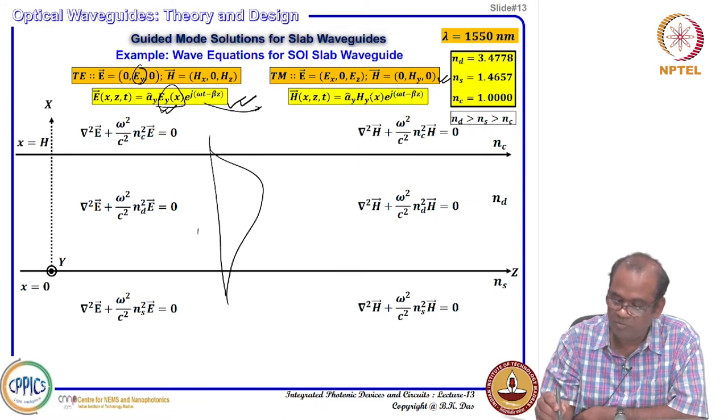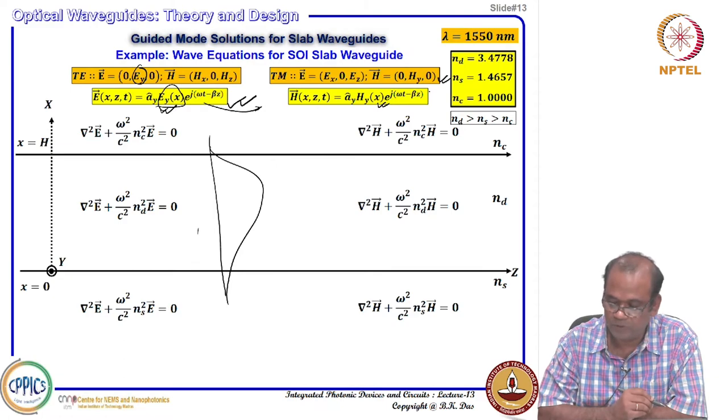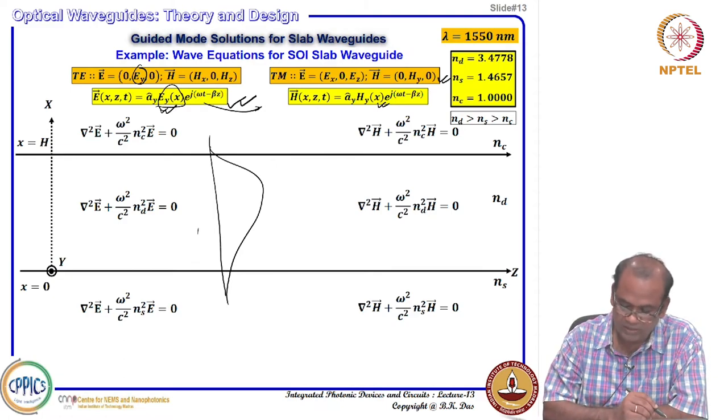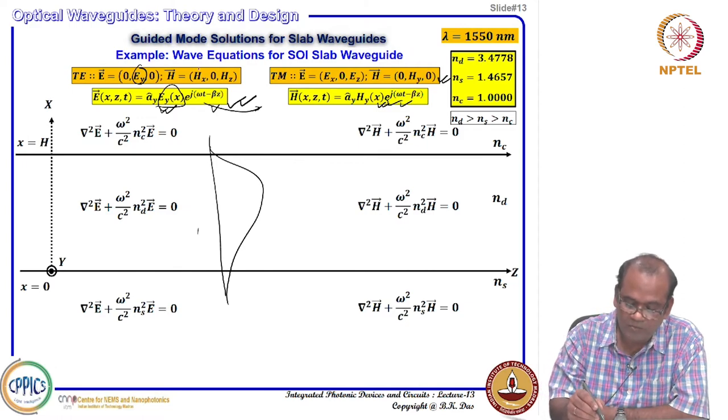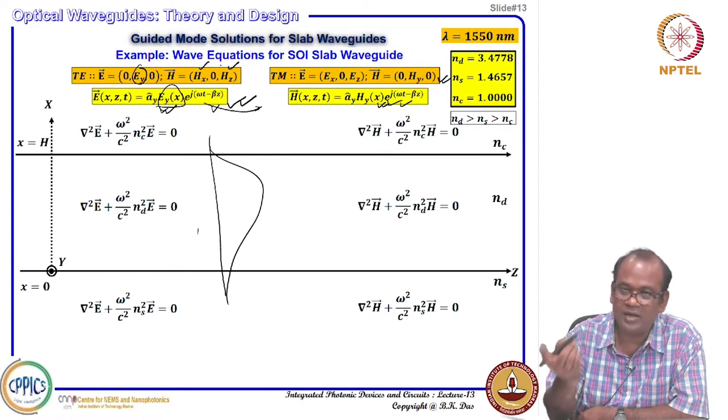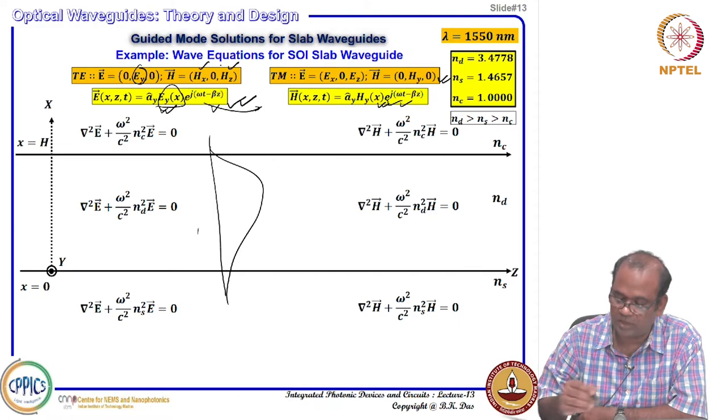And here also for the magnetic field, only the Y component we are considering, that is also X dependent and e to the power minus j beta Z. Good. So, now the next thing is that we know this is the solution for the electric field here, and this is the solution for the only component of the magnetic field here. And for the other components for TM polarization, H X and H Z, we can directly use our curl equation to find them. I will show that later.